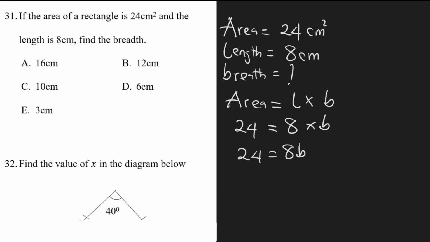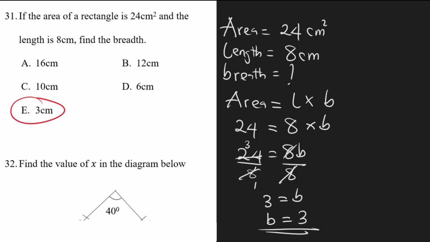Then, we are looking for b, right? Remember that this is an algebraic equation. So divide both sides by what? The coefficient of b, which is 8. So 8 divided by 8 is 1. 24 divided by 8 is 3, right? So 1b is 3. So 3 is equal to b. That is, we can say b is equal to 3. So our answer is 3. So you have 3? Yes, the answer is E. So let's move to the next question.